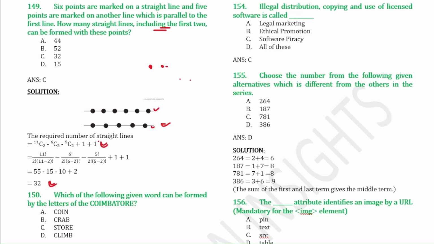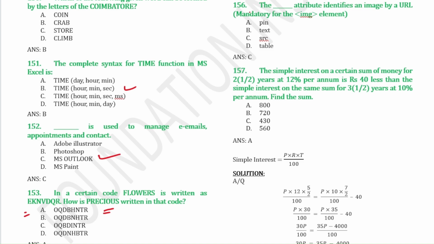Next question. The illegal distribution, copying, and use of licensed software is called piracy. Next, you have to find the odd one out. So if you observe the pattern carefully, the first number and the last number give you the middle number. That means if you add the first number and the last number, you will get the middle number. So except in option D, you're getting a different number. So that's why this is the odd one out. Question number 56, the correct option will be C.